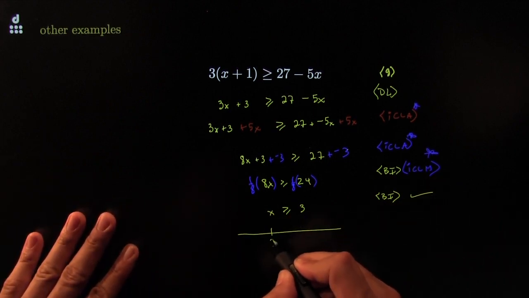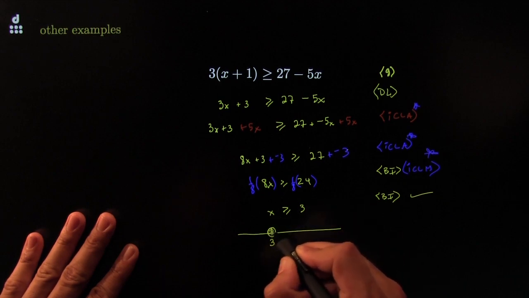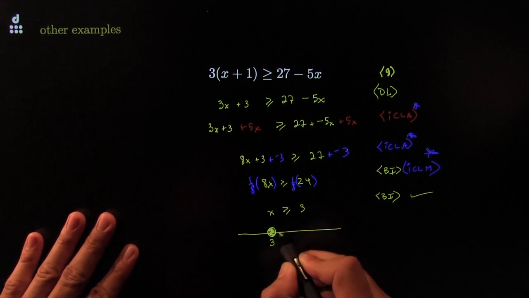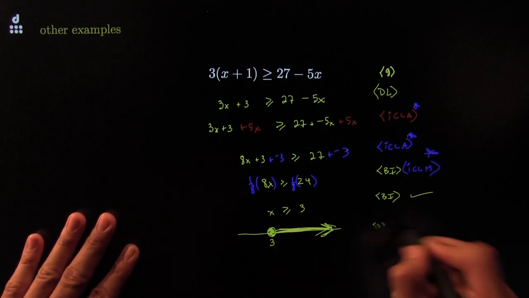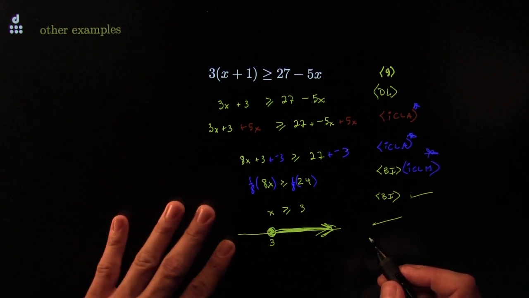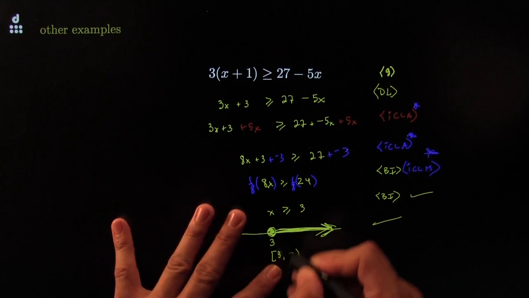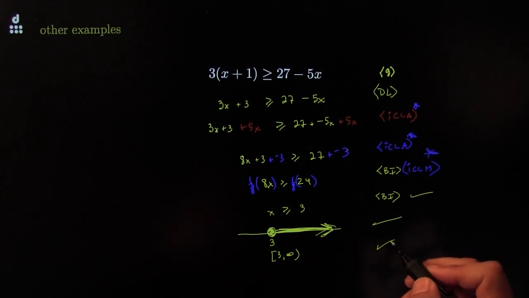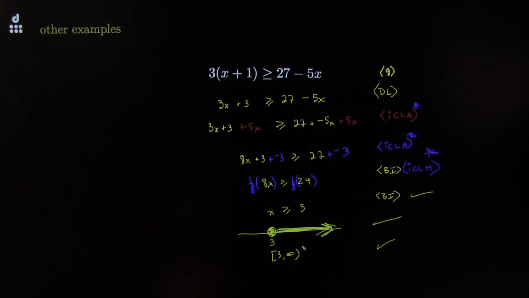Or you can go like this. Put 3 on the number line with x's that are bigger than 3. Fill it in. This one gets filled because it's greater than or equal to. And you shade everything that's bigger than or equal to it. That would be a perfectly acceptable way of representing the solution. Yet another way would be from 3 to infinity with a square bracket here indicating that the value is also included. That would be another acceptable way of representing the solution.